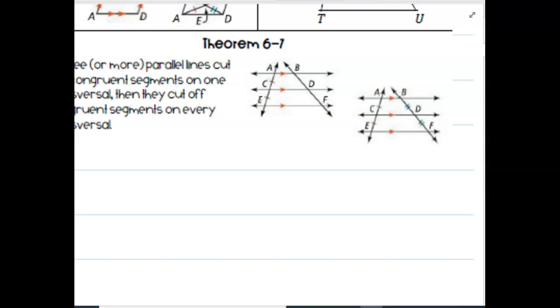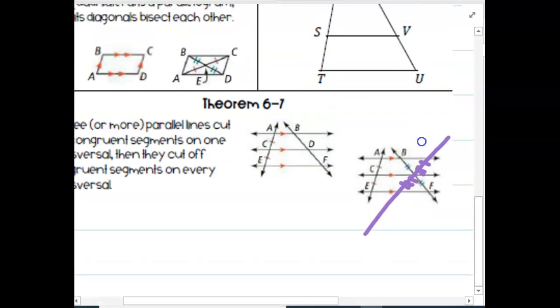Or you could even draw another transversal there. And if it started out saying, okay, these are parallel lines, these are congruent, well, those segments are going to be congruent. Like I said, not super difficult stuff, but it's just kind of a lot.